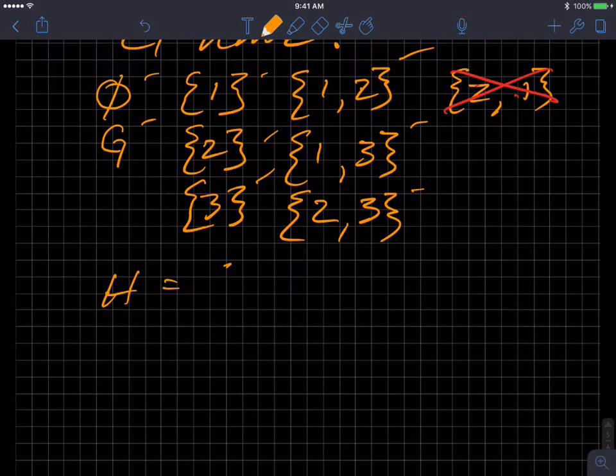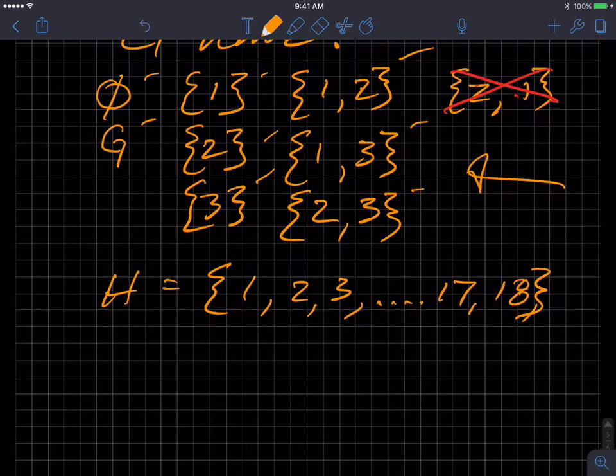H was the set 1, 2, 3, ... 17, 18, and there's 18 values. You're going to do this thing and map them all out? No. What we want to do is find a shortcut. And if you were to have a single element, a two element set, and find its subsets, a three element set, find its subsets, four element sets, I would think that you'd be able to find a pattern.